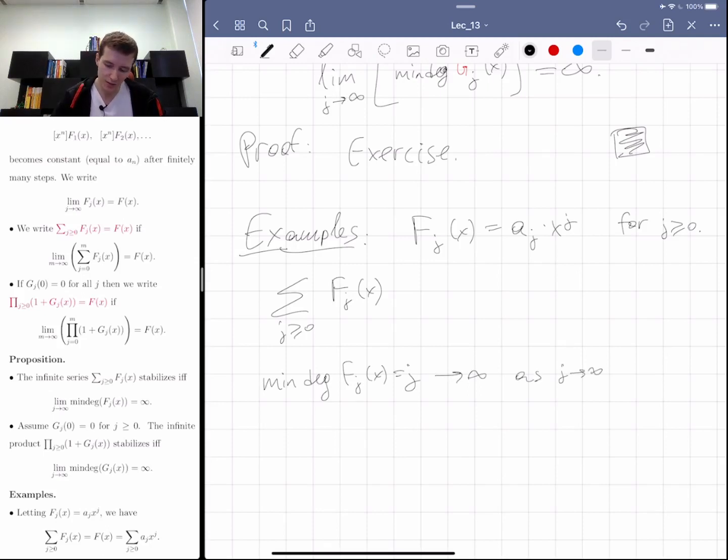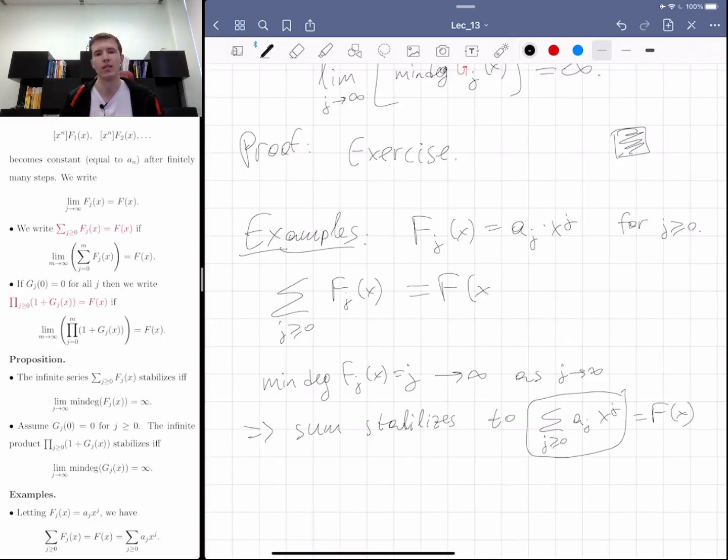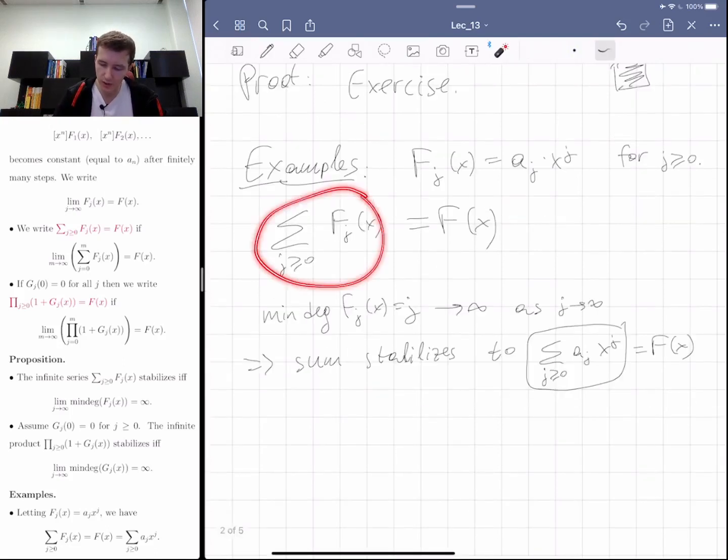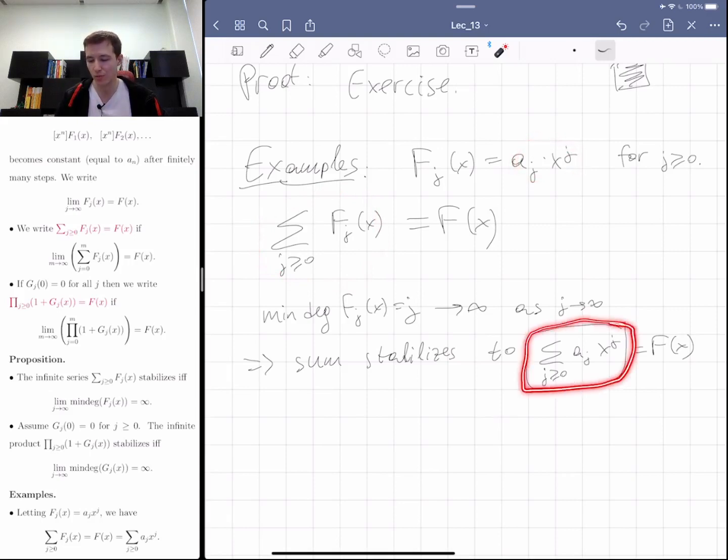Therefore, this sum stabilizes. It stabilizes to, as you can imagine, the sum of a sub j x to the j, but now this is treated as a single formal power series. It's a little confusing, but on the one hand, this is a sum of individual formal power series. On the other hand, it is just a single formal power series. That is example number 1.